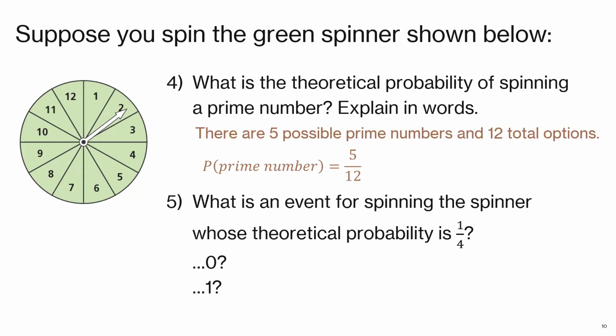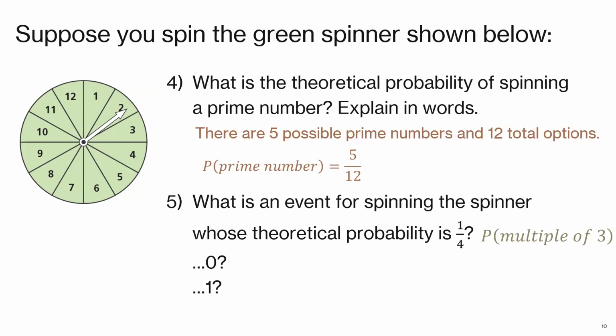What is an event for spinning the spinner whose theoretical probability is 1 in 4? So in this spinner, I want some sort of event that has a 1 in 4 chance. There are a couple options you could choose here. One of those being maybe you're going to spin a multiple of 3, right? 3, 6, 9, 12. That has a 1 in 4 chance because there are 4 options in the subset in the event out of 12 total. 4 out of 12 reduces to 1 out of 4.